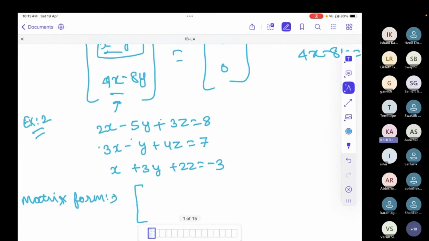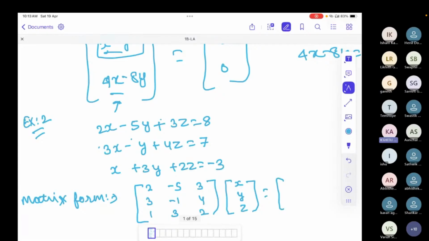So how will you write it in matrix form? Just very simple. Write the coefficients first. So 2, -5 and 3, then 3, -1 and 4, then 1, 3 and 2. Then in a column matrix write the variables. So we have variables x, y, and z. On the right hand side write whatever is on the right hand side of the linear equations.